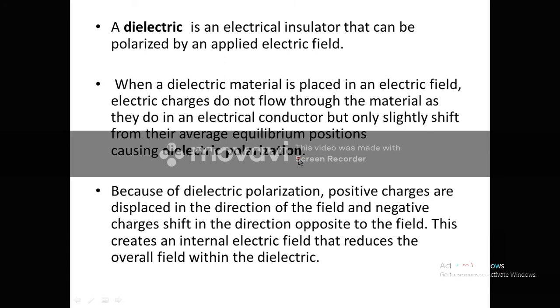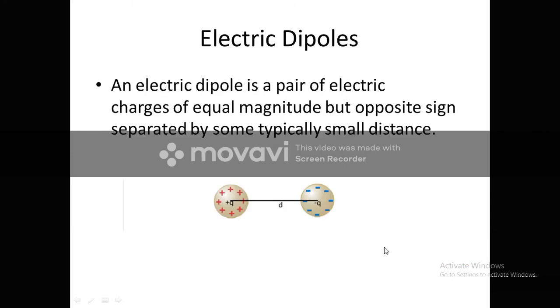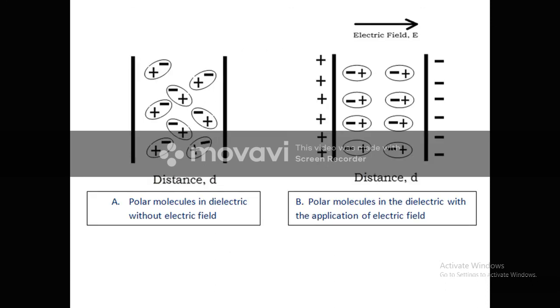Okay, so this is the electrical dipoles. These are the positive charges and negative charges. These two are equal in magnitude but oppositely signed and separated by some small distance. For example, these are the dipoles, randomly distributed dipoles. These are not placed in the electric field.